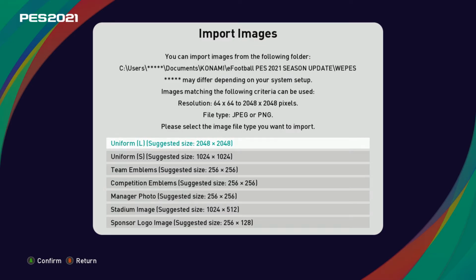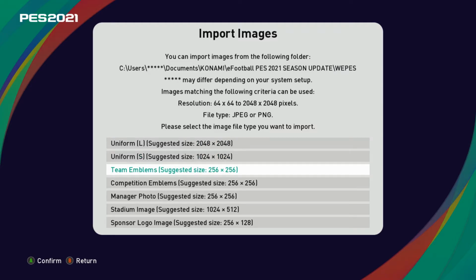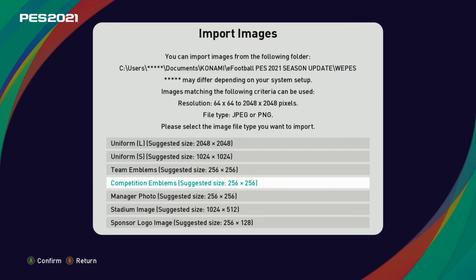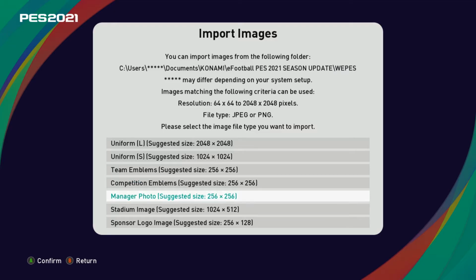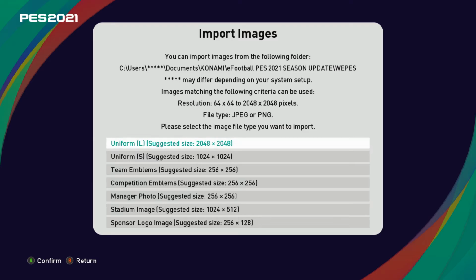And it says here a couple of things. The images should match the following criteria: as small as 64 by 64, or as big as 2048 by 2048, JPEG or PNG. And we're looking at a uniform large would be 2048, but you can import other things. Manage your photo. You can see that there. That's pretty cool. You can put your own picture perhaps. Team emblems, etc. But I'm just going to import a kit that I modified externally.